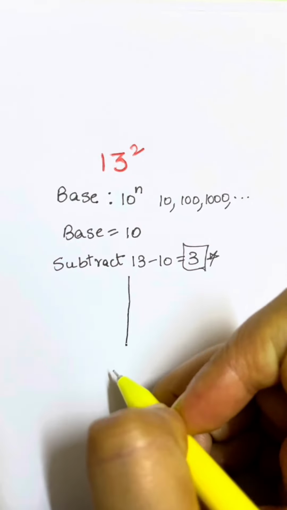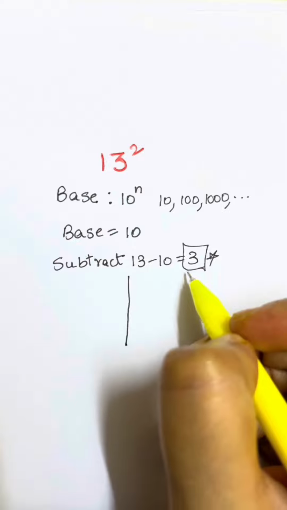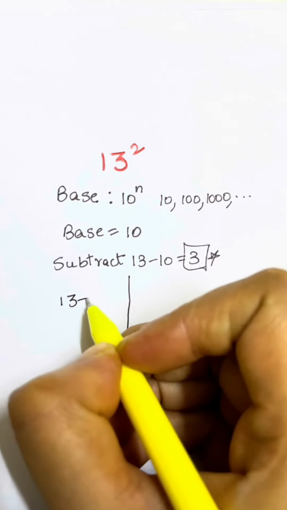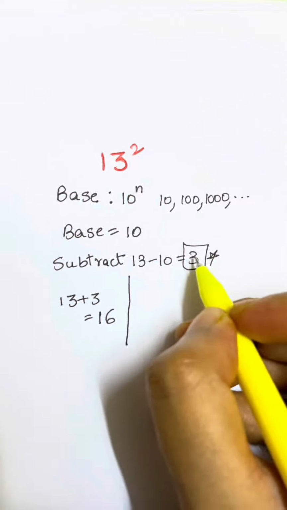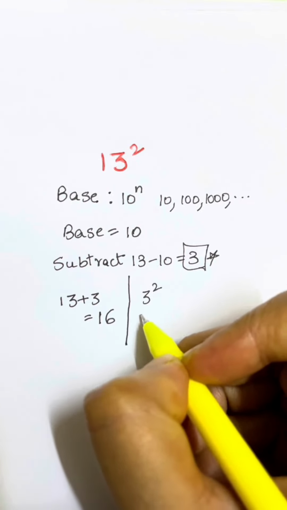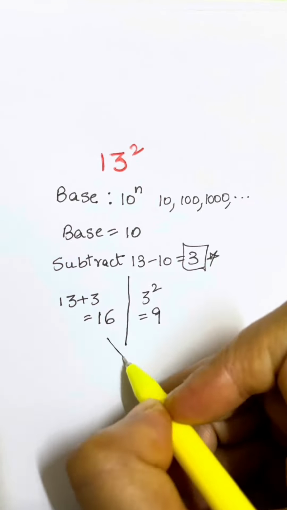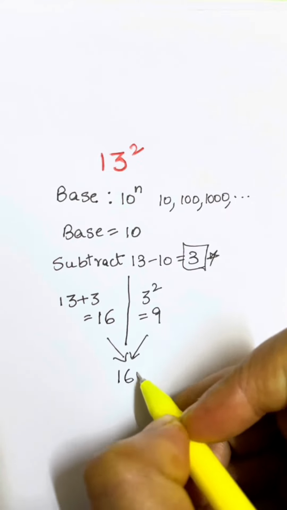So let's divide the answer in two halves. The left hand side will be the sum of the squared number and the difference of the number and the base. So that's 13 plus 3, that's 16. And on the right we square the number 3. That's 3 squared is 9. So our answer is 169.